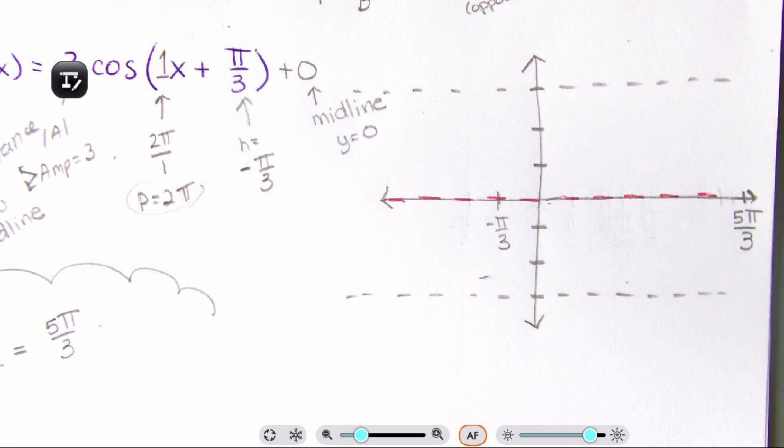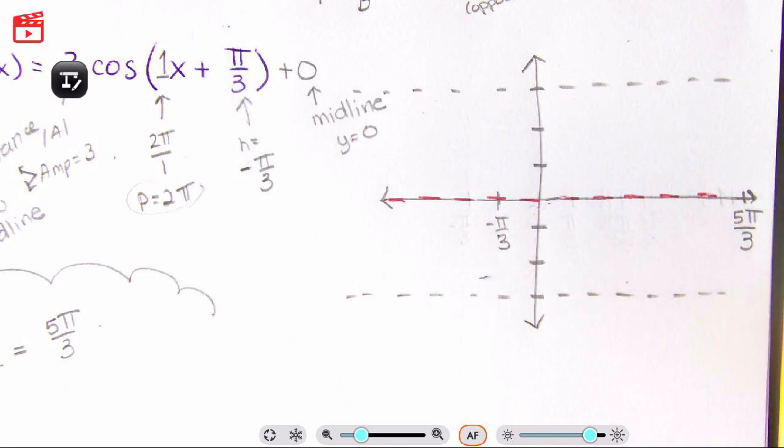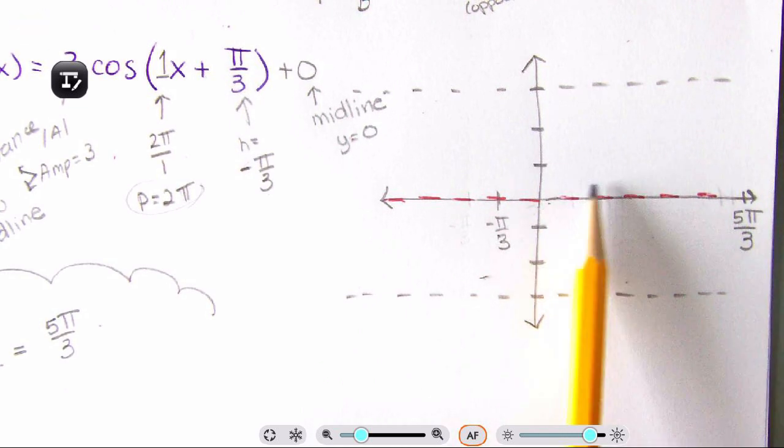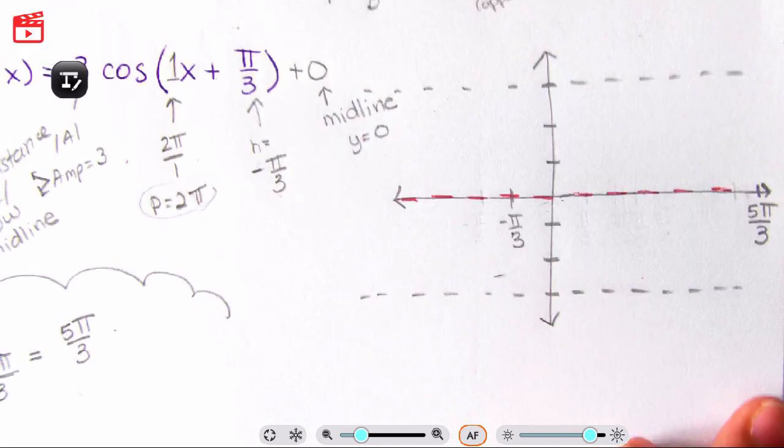So now we need our 5 points. This is where it gets a little bit tricky. You need to know the distance between, let me back up. You know the distance between negative pi-thirds and 5 pi-thirds. We know what that is. We want to know what is half of that distance. So the distance, let me write this down.